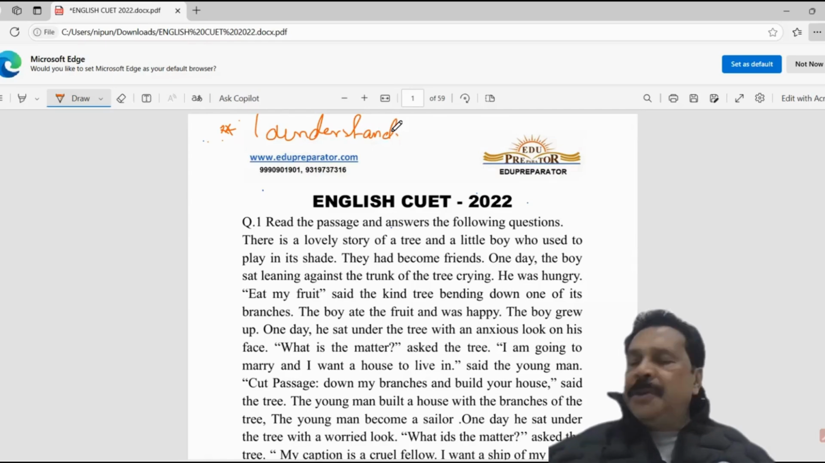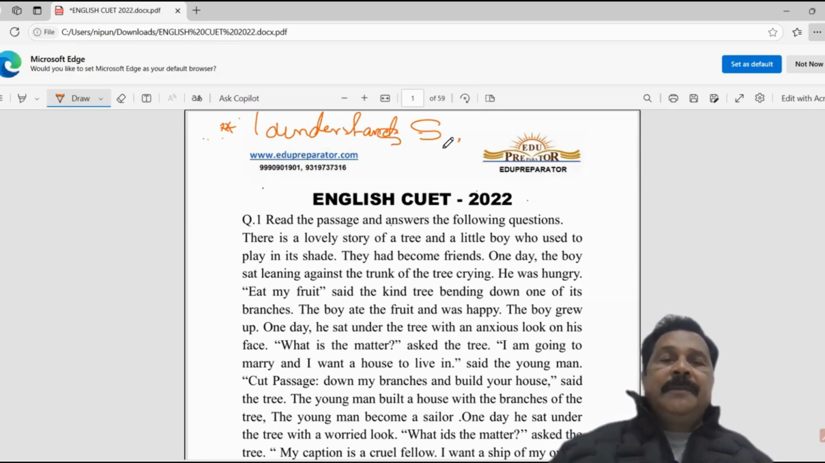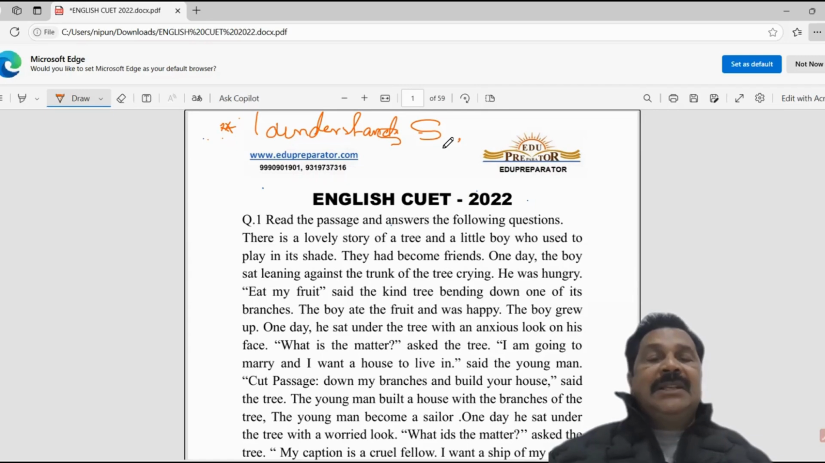Now, understanding depends upon, one, you have to skim through the passage. Second, you have to scan through the passage. Skimming means you read fast and find out the general idea. Scanning refers to almost like you take the points in your mind. And my dear children, comprehension means just to understand, nothing else.